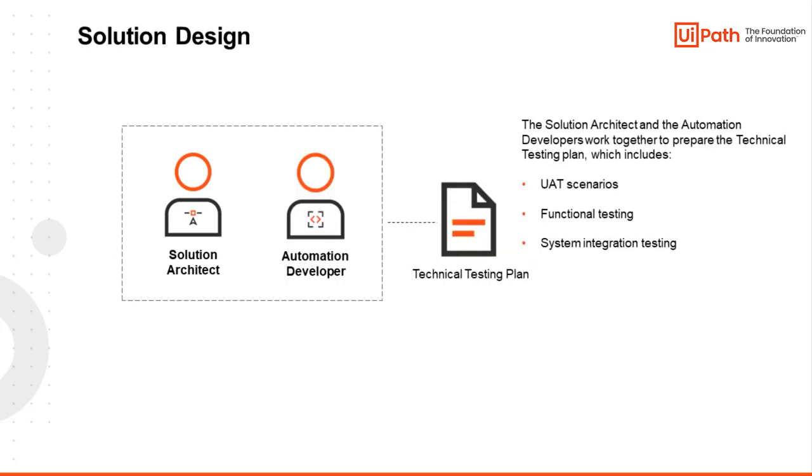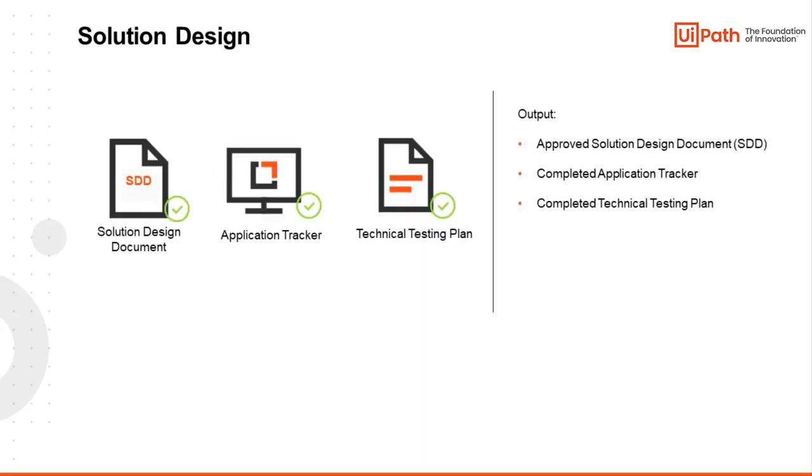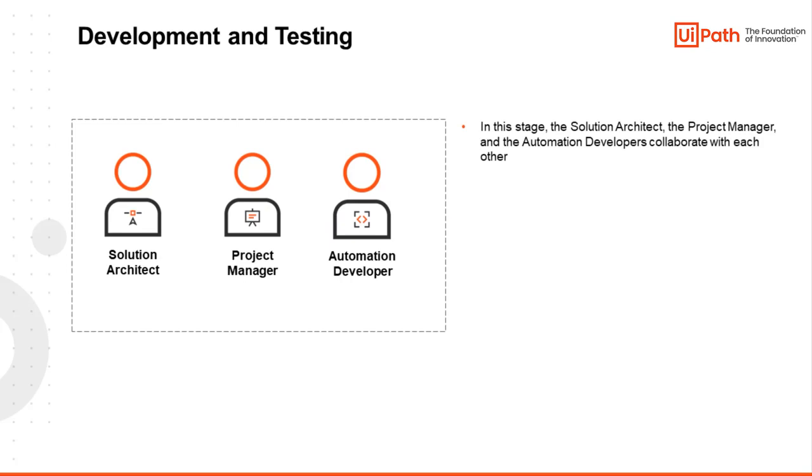Once a solution has been determined and fleshed out, the solution architect and the automation developers work together to prepare the technical testing plan, which should encompass UAT scenarios, functional testing, and system integration testing. The output of this stage is the approved solution design document, the completed application tracker, and the completed technical testing plan.